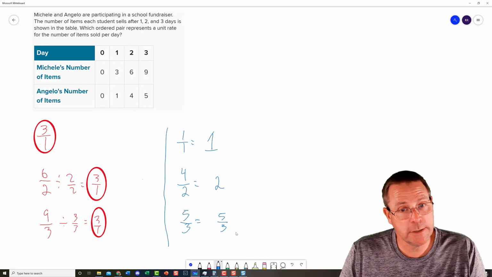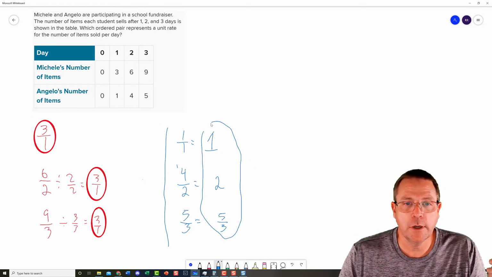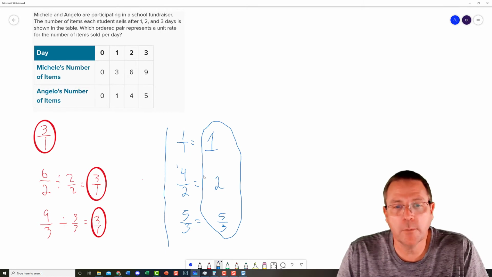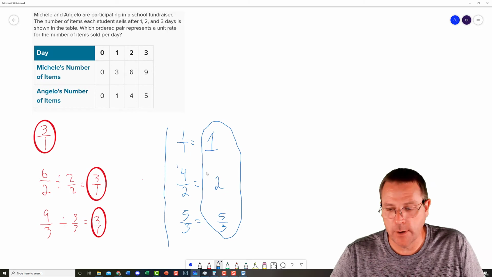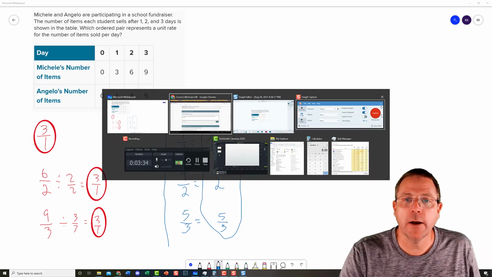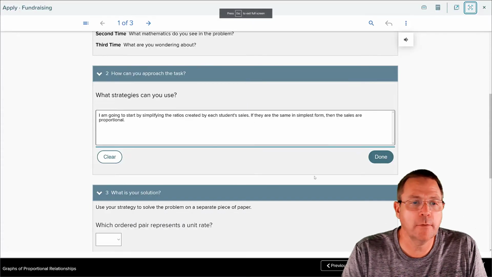So you can see right there you've got 3 totally separate numbers or ratios, and since you have 3 totally separate numbers or ratios, we know that Angelo's cells are not going to be proportional. So jump back over here to our answer screen and let's start putting in some answers.